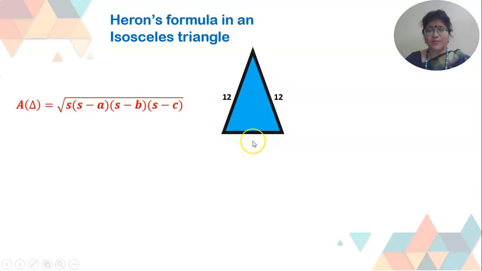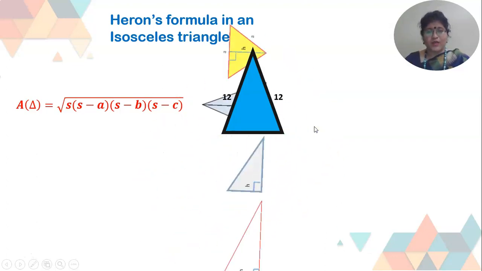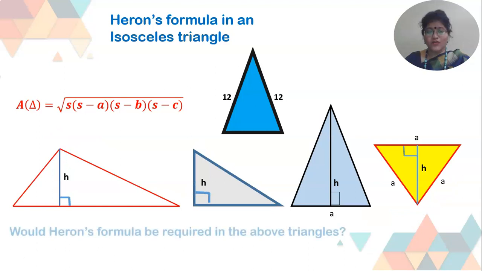Then you would find out what the base was, and once you knew the base, you would use the formula under root s(s minus a)(s minus b)(s minus c). Question number 5 and 6 of exercise 12.1 are based on this type of isosceles triangle. Now, would you use Heron's formula in these triangles?